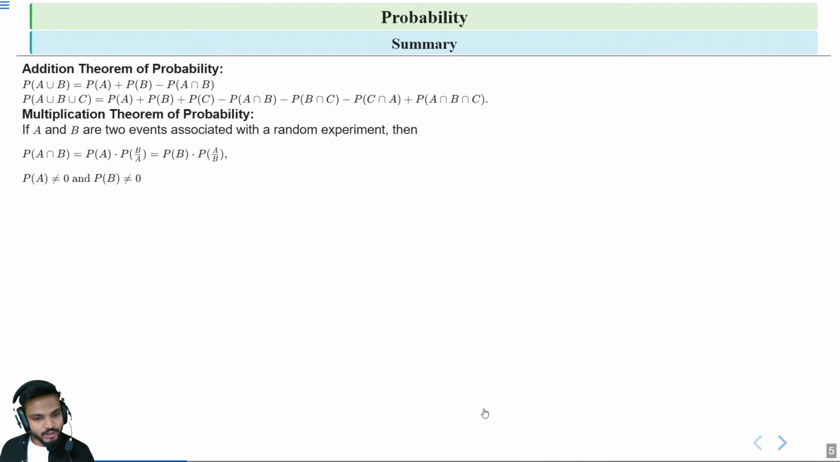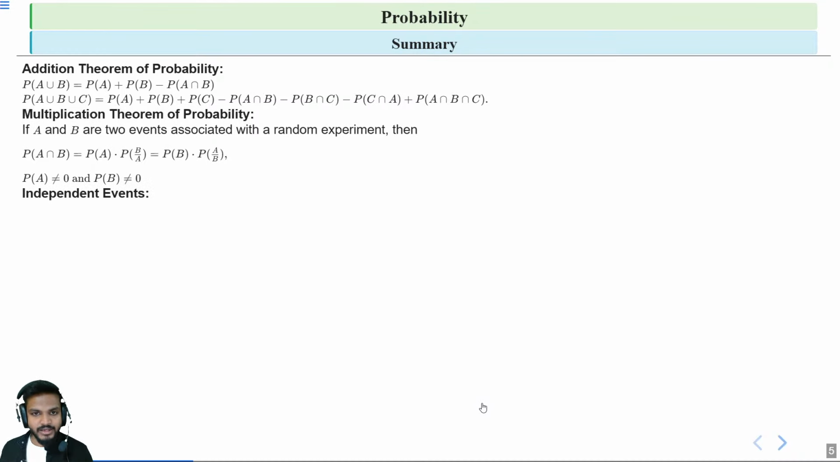That is probability of A when B has already occurred. So there is a condition on the happening of A. And one more thing, for this formula, we have to ensure that probability of A is not equal to 0 and probability of B is also not equal to 0.